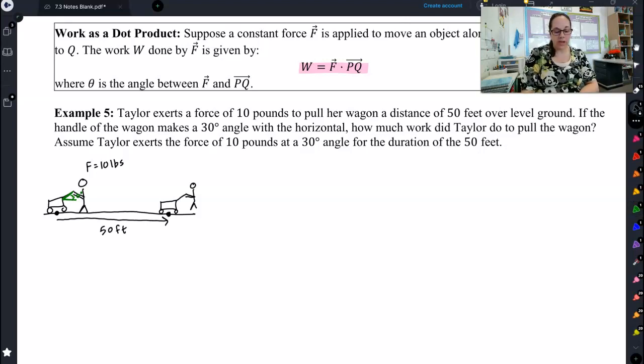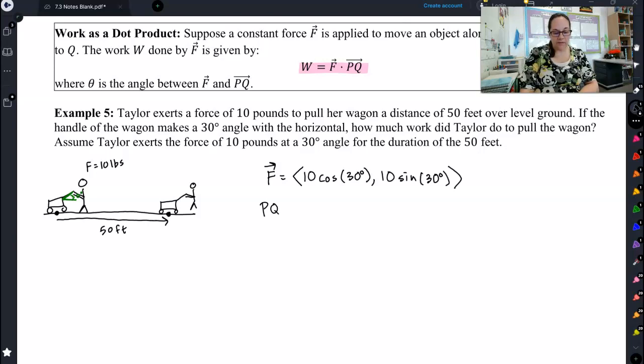So we need to figure out vector F, the force that she did, and we can use component form to do this. We know that if the force is 10 pounds, then that's the magnitude of that vector. So we've got magnitude cosine the angle gives us our x component of the vector, and magnitude sine of the angle gives us the y component of the vector.